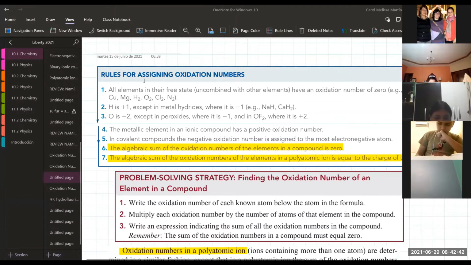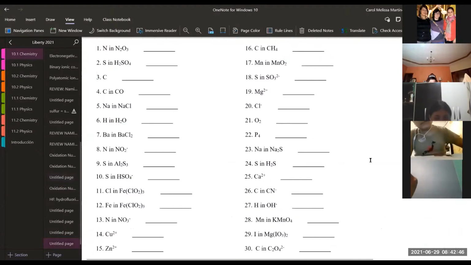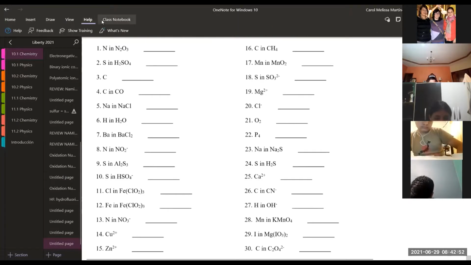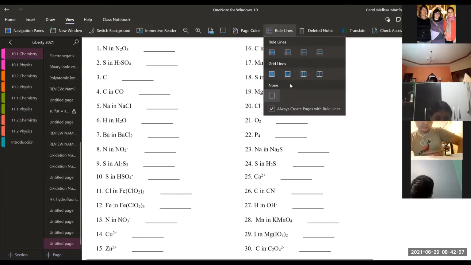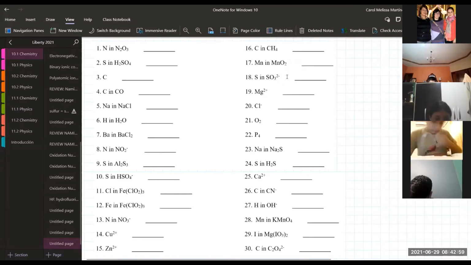These 7 rules are going to be useful to solve all these exercises. Now, remember that I won't have all the time to solve the 30 exercises, so I'm going to practice with you. I'm going to be helping you to see how to work with this. Okay?